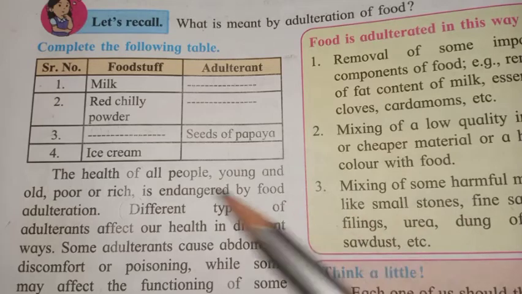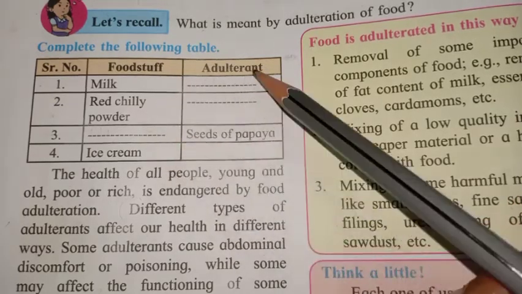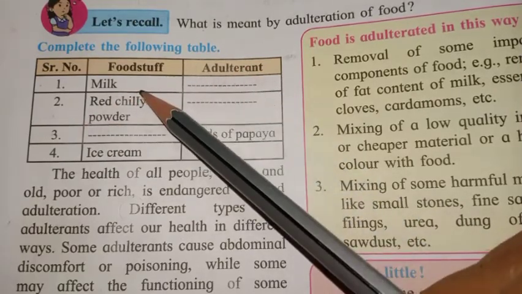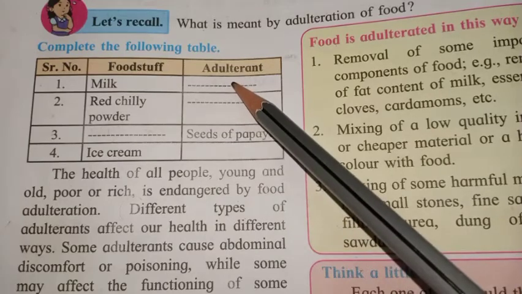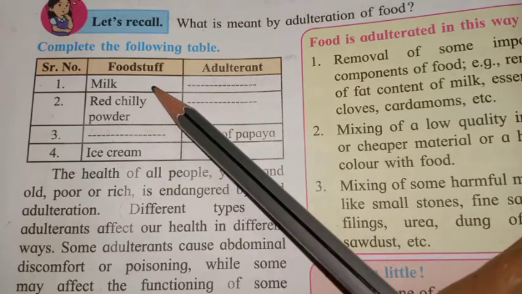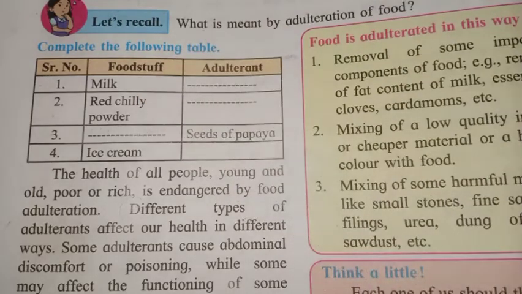Now look at this table. In this some foodstuffs are given and an adulterant column is there. So what is added in these foodstuffs? Which component is used as adulterant of this foodstuff? See, milk, you know very well, water is added. Along with water, urea is also added. Okay. Next is red chili powder. In red chili powder, brick powder is added. Yes children, brick. And for what purpose do we use brick? For construction. And that brick powder is added in our foodstuff, red chili powder.